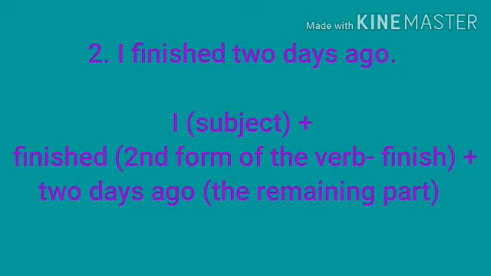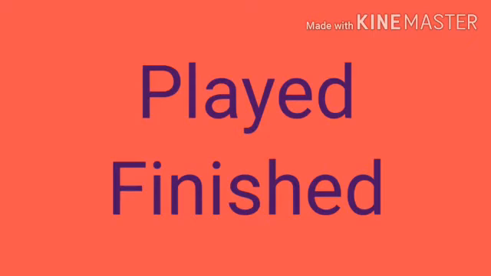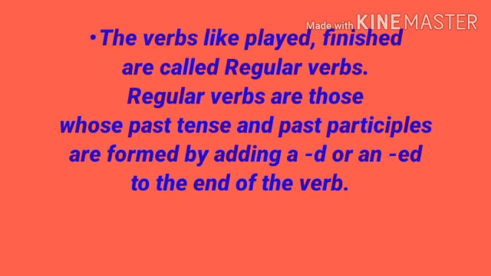So look at these two verbs, played and finished. There is a similarity. Both verbs have ed at the end. So these kinds of verbs are called regular verbs. Regular verbs are what? Regular verbs are those whose past tense and past participles are formed by adding a d or an ed to the end of the verb.